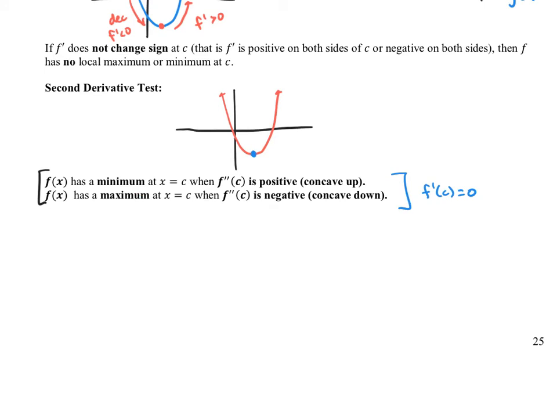If we have a situation where there's a critical point and f double prime is negative, and again f prime is 0, then f has a maximum at that point. So that's the second derivative test. It happens to be pretty helpful depending on the context of the problem. Okay, let's move on to the next page.